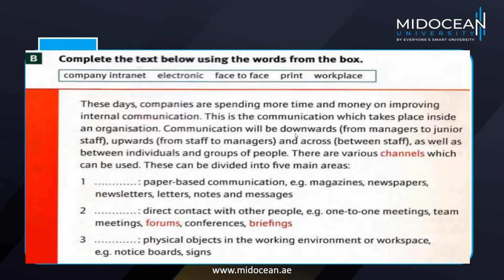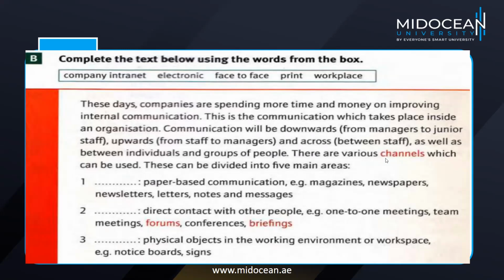Communication will be downwards, from managers to junior staff, the people who are newly working. Or upwards, from junior staff to the manager. And across, between staff of equal rank in the company, as well as between individuals and groups of people.